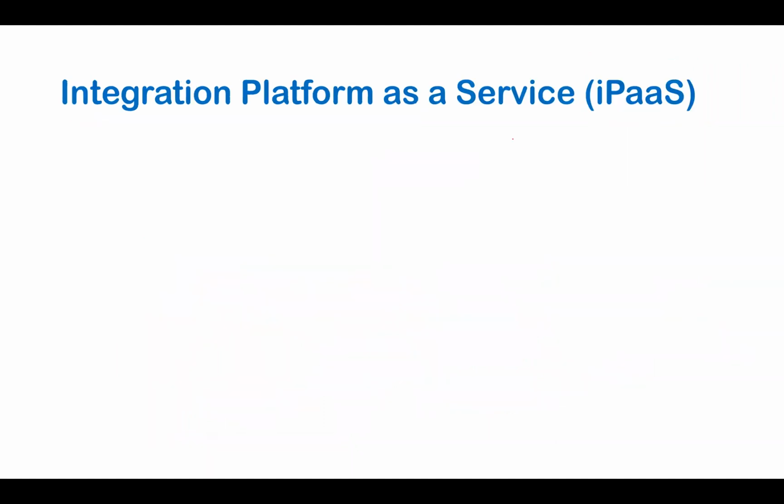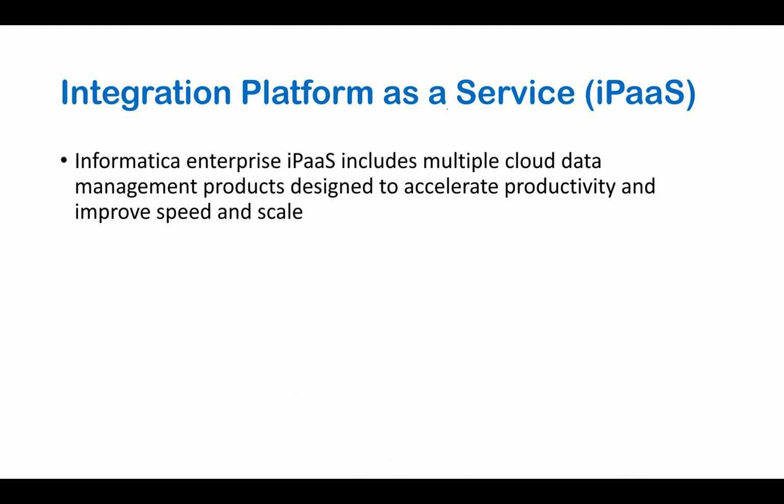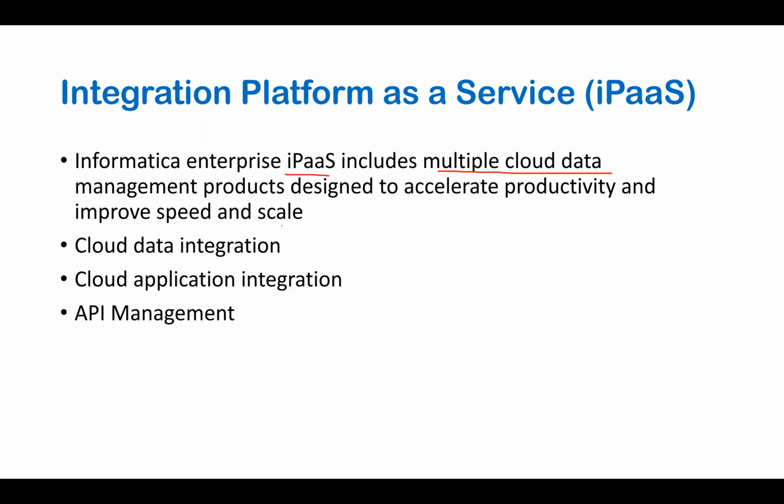So IICS is the integration platform as a service. Informatica Enterprise, this iPaaS. iPaaS, we will call it, includes multiple cloud data management products. You have cloud data integration, cloud application integration, API management, cloud data quality, and MDM also. Nowadays we have MDM, so that is also maintained. That's why we call IICS the iPaaS solution.